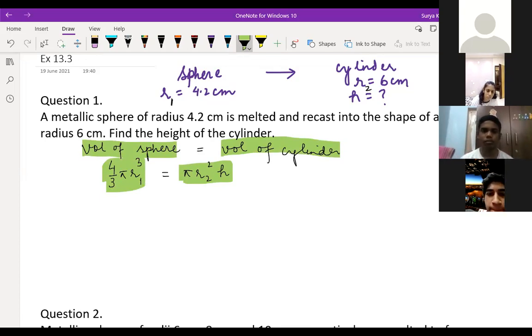So both sides pi is coming. Simply, what you do, pi and pi first you cancel it off. Okay. Now see, 4 by 3 you can write here, 4 by 3 R1 cube. R1 cube is nothing but 4.2 into 4.2 into 4.2 is equals to R2 cube.